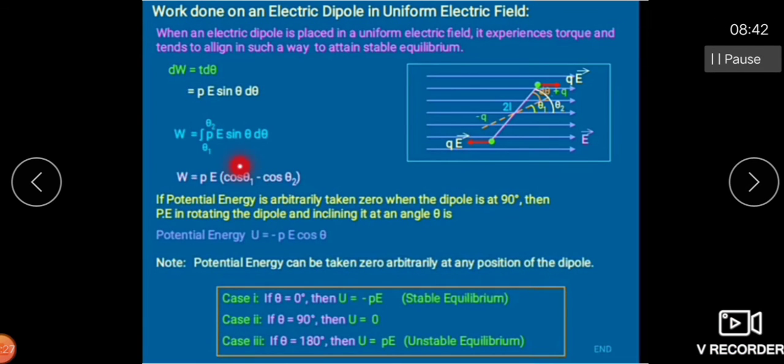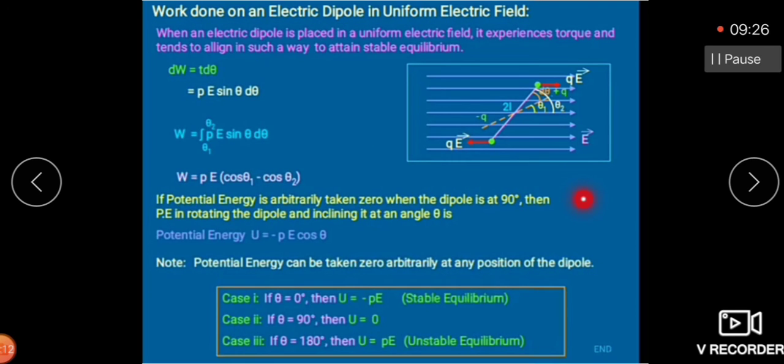Work done on a dipole is equal to torque into displacement, as the torque acts on the dipole in the electric field. It rotates from theta 1 to theta 2. W is equal to the integration of torque into d theta, and substituting the value of torque from the last derivation, PE sin theta, we can write W is equal to the integration of PE sin theta d theta from theta 1 to theta 2. Hence W is equal to PE into bracket cos theta 1 minus cos theta 2.